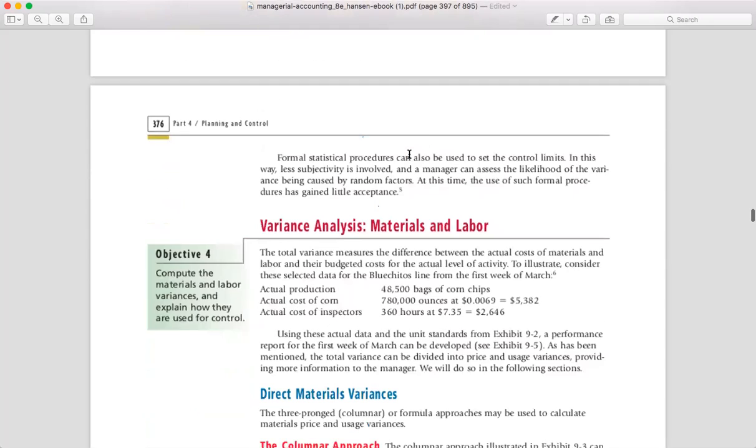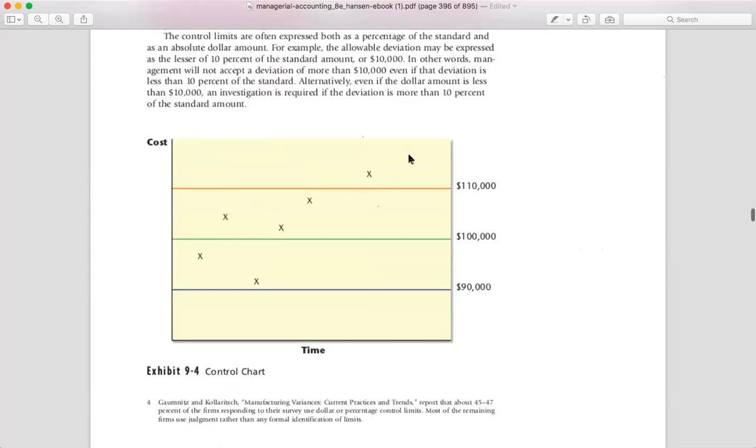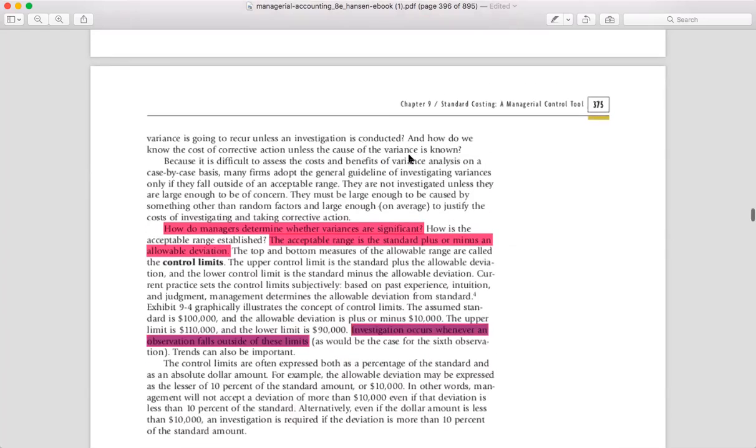Right. Okay, so that is how management wants to know whether an investigation should occur.